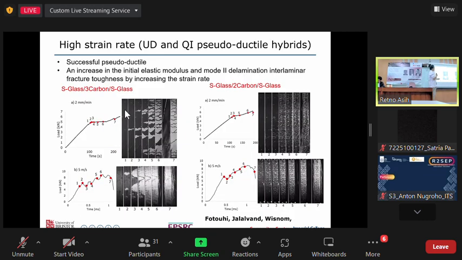And the other application is the high strain rate for this hybrid composite. With different high strain rates, there's also similar pseudo-ductile behavior with a change of appearance. So this is quite interesting. It means that even though the load is quite fast, with this increasing strain rate you still have this pseudo-ductile behavior. So it's quite beneficial for other types of application.